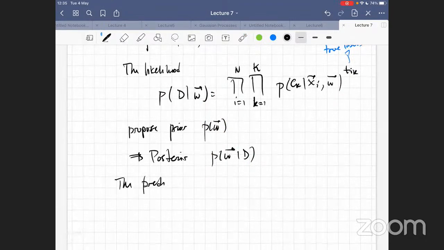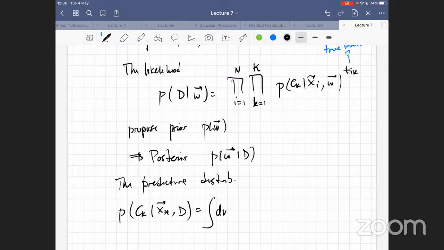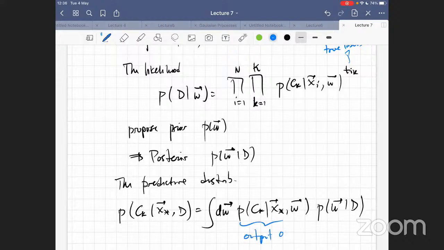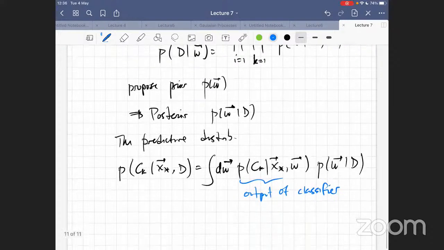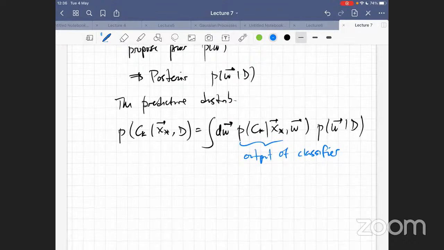The predictive distribution, which is the probability of some class given some new input, a test point, let's say x star, and given the data I have observed, the training data, is just the marginalization over all the parameters of your model of the probability of C_k given the input and the weights or parameters of your model, times the posterior, right? Remember, this is just the output of your classifier, a probabilistic classifier, for example logistic regression, neural network, naive Bayes, all of these models, right?